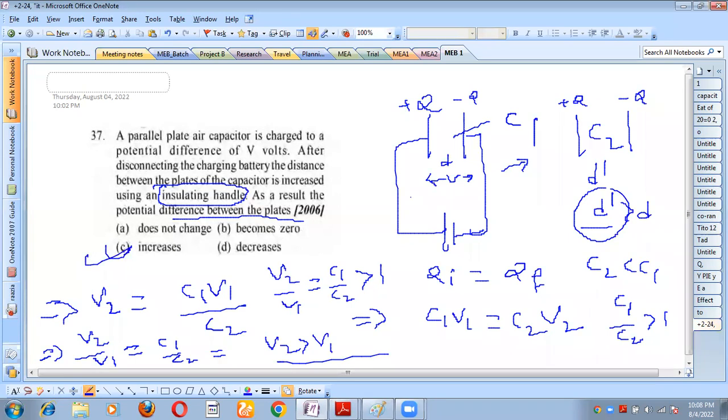Understood this one? How potential will increase? Yes, sir. So this is how we should proceed. We have to conserve the charge, since here we have given an insulating stand. That means charge will remain the same. If charge remains the same, we have to do it like this. Understood, Krishna? Yes, sir, the potential will increase.